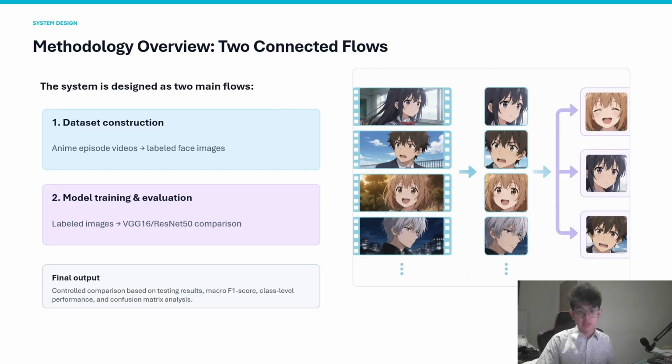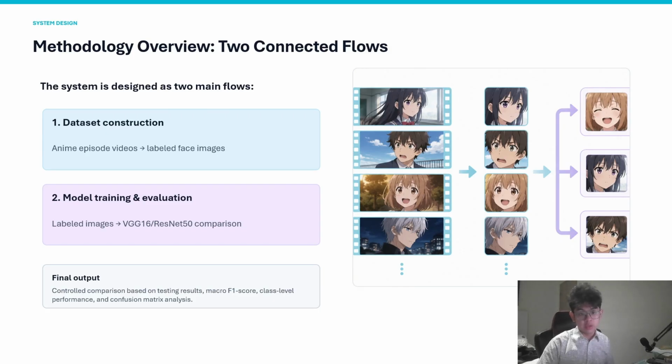And also my methodology. The methodology is divided into two main flows. The first flow is dataset construction. The input is anime character videos, and the output is labeled face images of Karo Kawaguri. This flow includes frame extraction, face detection, character matching, cropping, resizing, filtering, duplicate removal, and also labeling. The second flow is model training and evaluation. The labeled images are used to train and evaluate VGG16 and ResNet50. Both models are trained using transfer learning, and the evaluation results are compared.